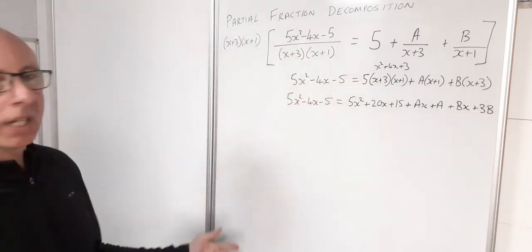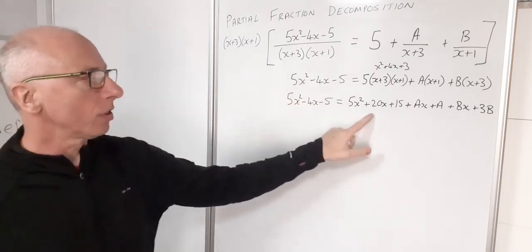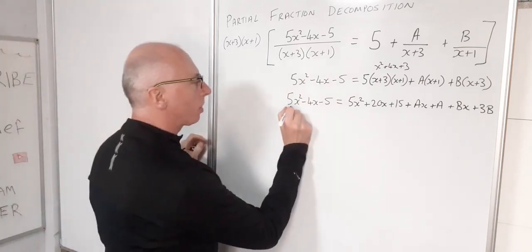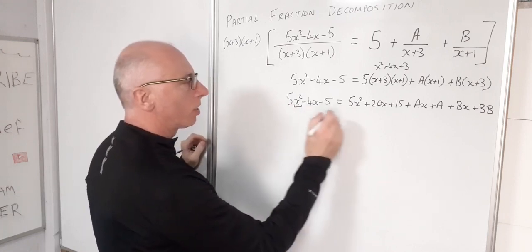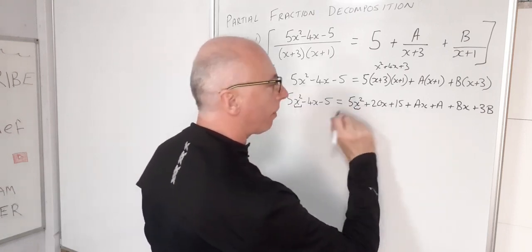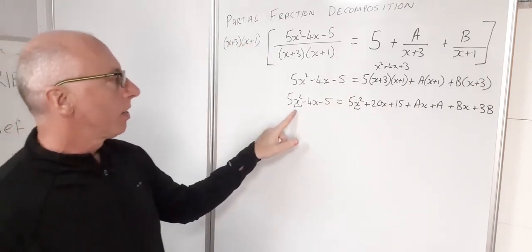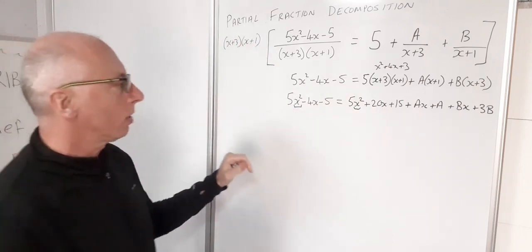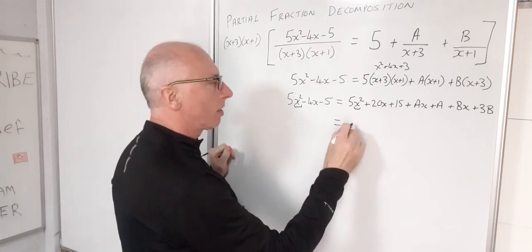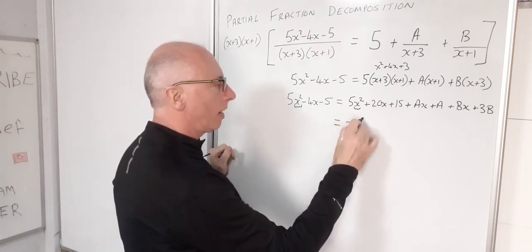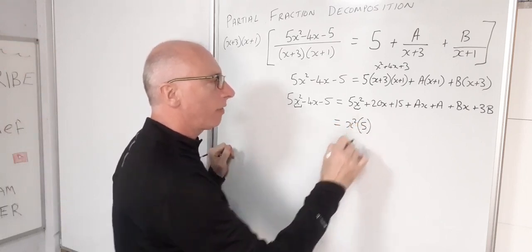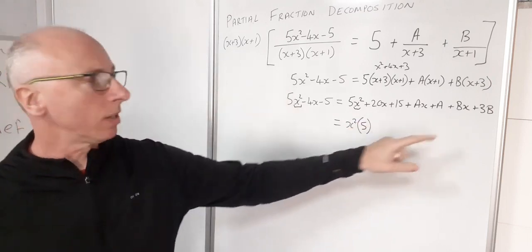Okay, so now what I need is corresponding coefficients. So these coefficients here for x squared should match what I have on this side. So I've got a 5 and a 5, that's fine. So let's get all the x squared terms together. So then I'll have x squared and then just a 5. So that's the only x squared term.